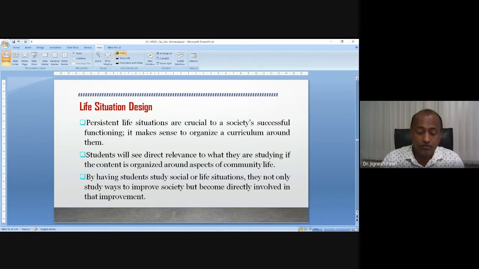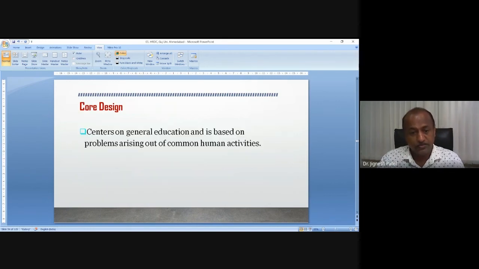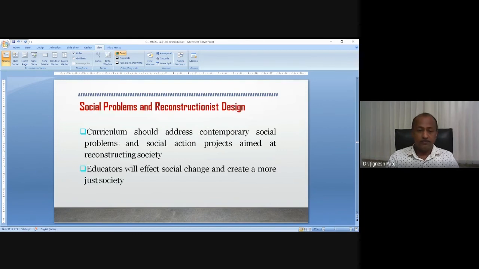They try to give the moral message to the society, but here they are the agent. They are the person who are already involved in the social improvement process. The core design is again centered on the general education and is based on the problem arising out of common human activities. Whatever the human activities are there, social activities are there, out of them number of problems are arising, and to solve this kind of problems, core design must be focused in curriculum framework.